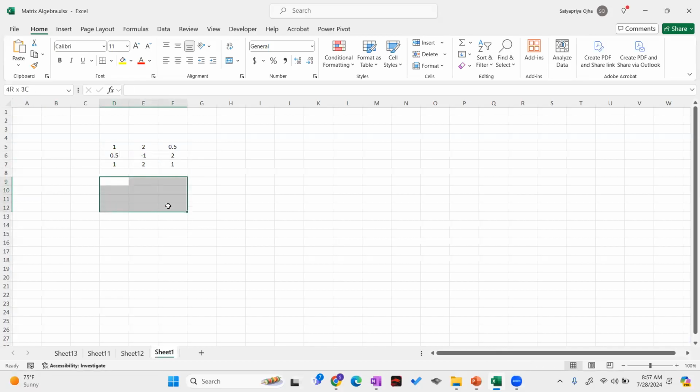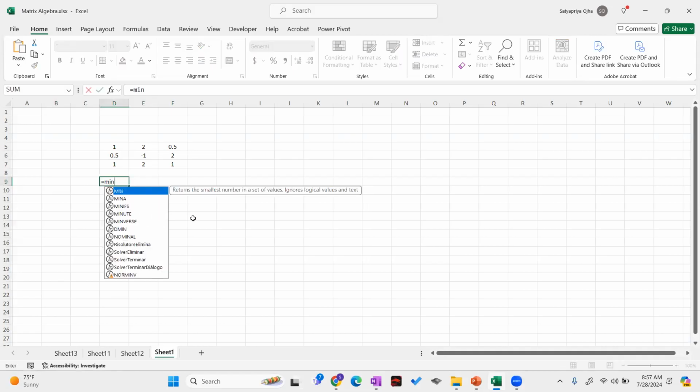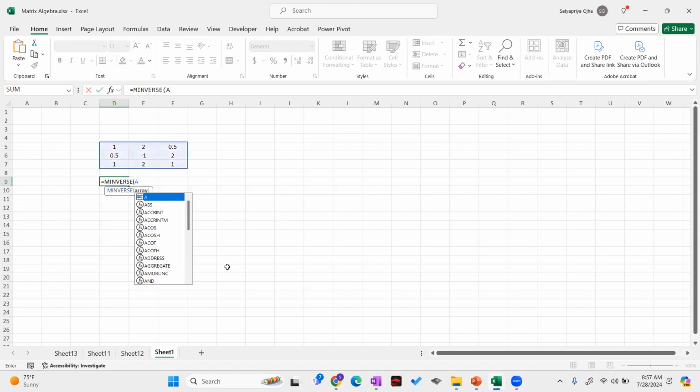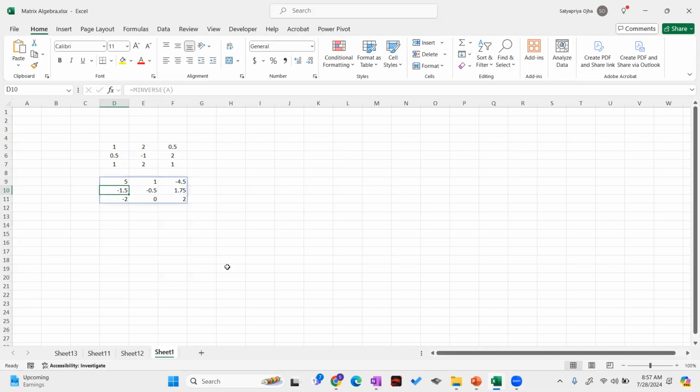And you know the size of the inverse would be exactly the same, 3 by 3. So I highlight. Actually, with Excel 365, I don't think I need to do that. Let me try. MINVERSE, which stands for matrix inverse. Just pass A and it highlights the cell. Earlier, we used to press Control Shift Enter because it is an array operation. I did not press Control Shift Enter. I did not even select all the cells.